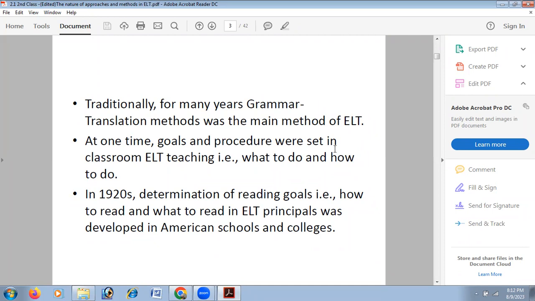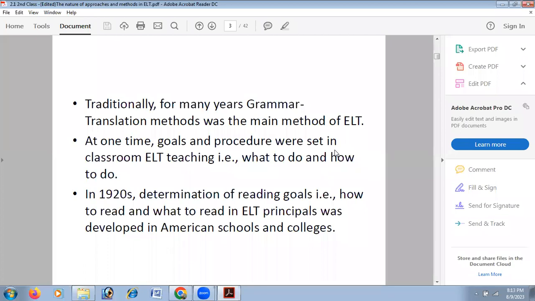Even in Bangladesh, up to 1986, we followed this method, grammar translation method. And then in our national curriculum, we shifted from grammar translation method to CLT, that means communicative language teaching. It is not a method, it is an approach. So we'll try to have a look, what is the reason? What is the background, why we use so many methods in English language teaching?